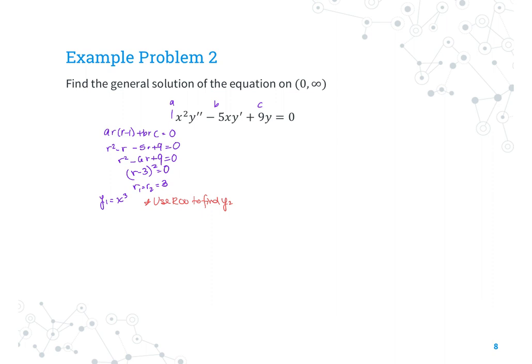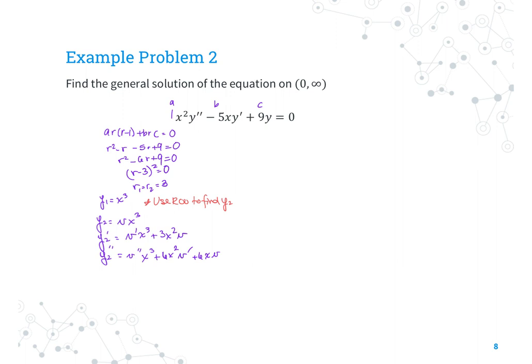Let's see what happens. We end up with y2 equaling v x cubed, which means that y2 prime would be v prime x cubed plus 3x squared v. And y2 double prime would be v double prime times x cubed plus 6x squared v prime plus 6xv. And I'll let you work out the product rule and combining like terms to make sure that you agree with that.